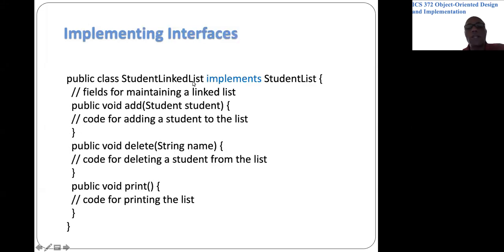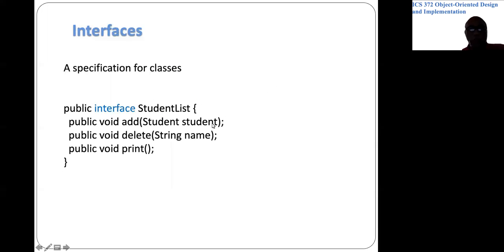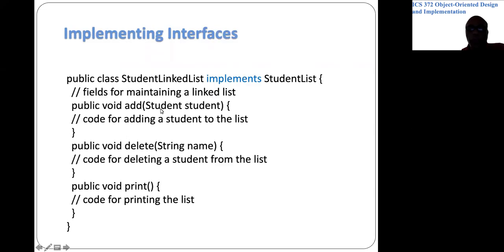So for example, student linked list implements student list. So student list is an interface and this class implements that. Now you have to provide methods, bodies, right? You have to say how you're going to add a student, delete a student, print students, etc. So this class realizes, implements, makes this interface concrete. It satisfies a requirement. You can have a second class that satisfies the same requirement.